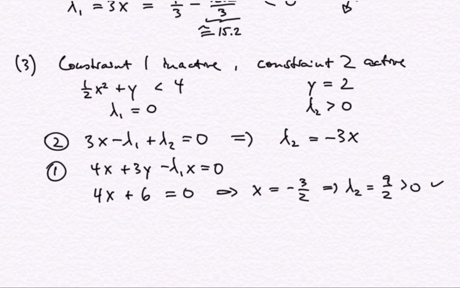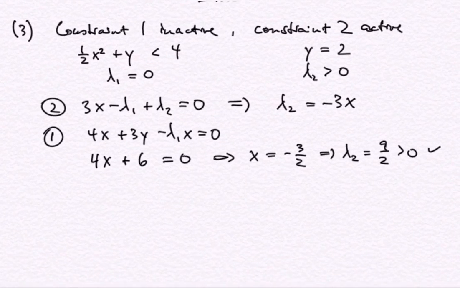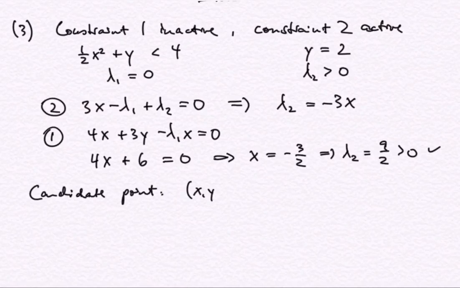So I get here a candidate point because by assumption lambda 1 is equal to 0, lambda 2 is 9/2, and x is equal to minus 3/2, y is equal to 2. So candidate point (x, y) is minus 3/2 and 2.